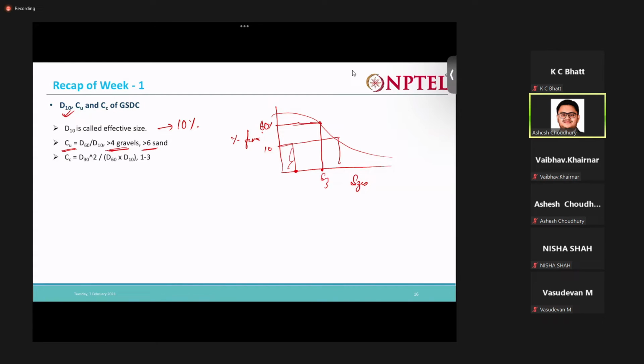And one more term is this CC. If this CC, the coefficient of curvature, lies between 1 and 3, this means that your soil is well graded. You need to satisfy both these conditions to call your soil well graded. So what does well graded soil mean? Well graded soil means that a good portion of each size is present in our soil mass. So this will be our well graded soil.